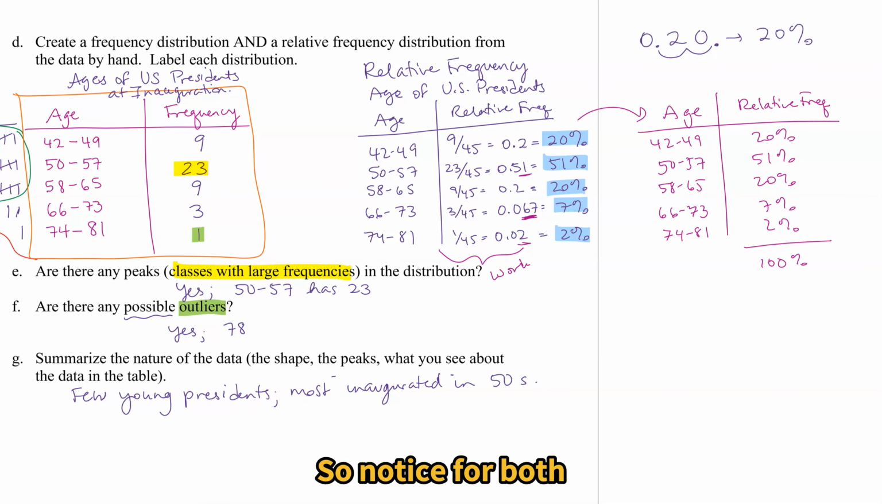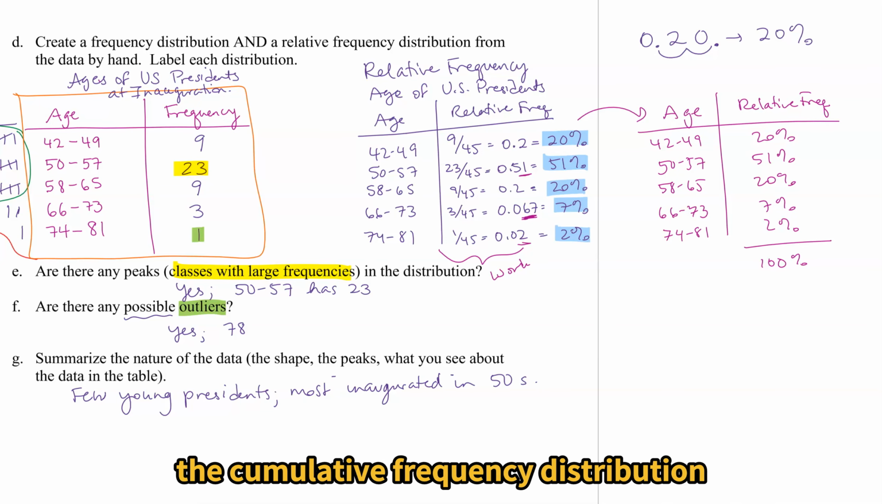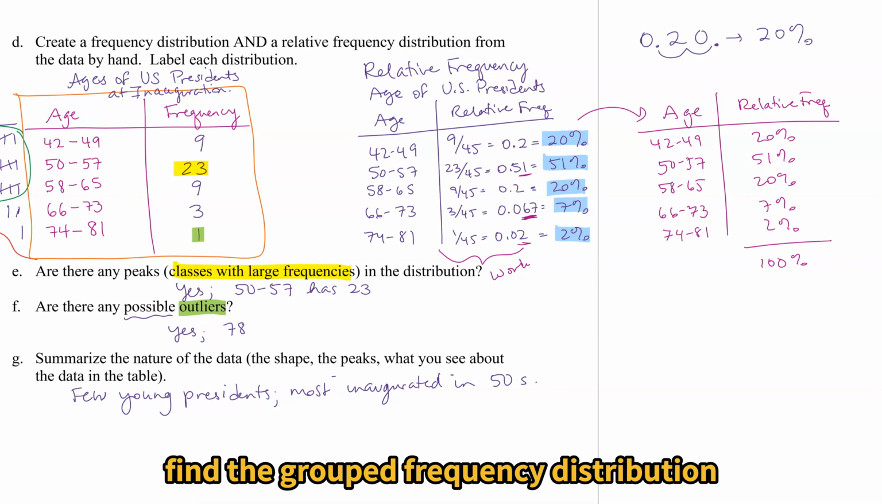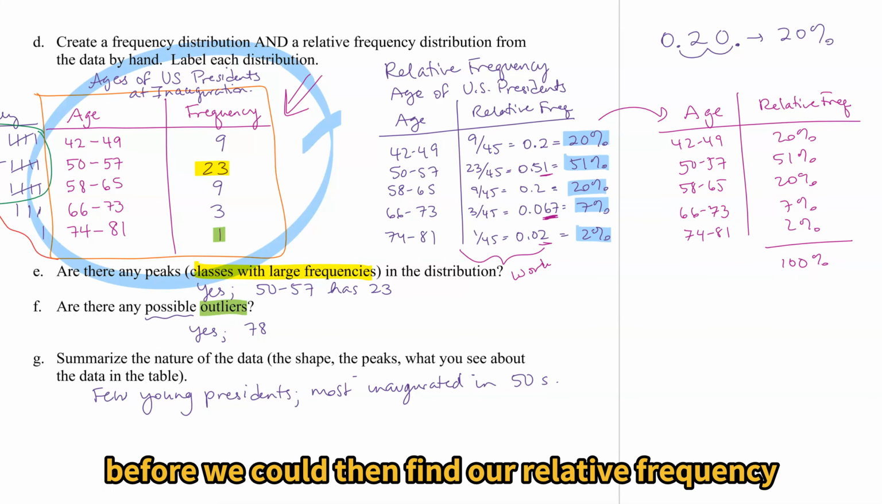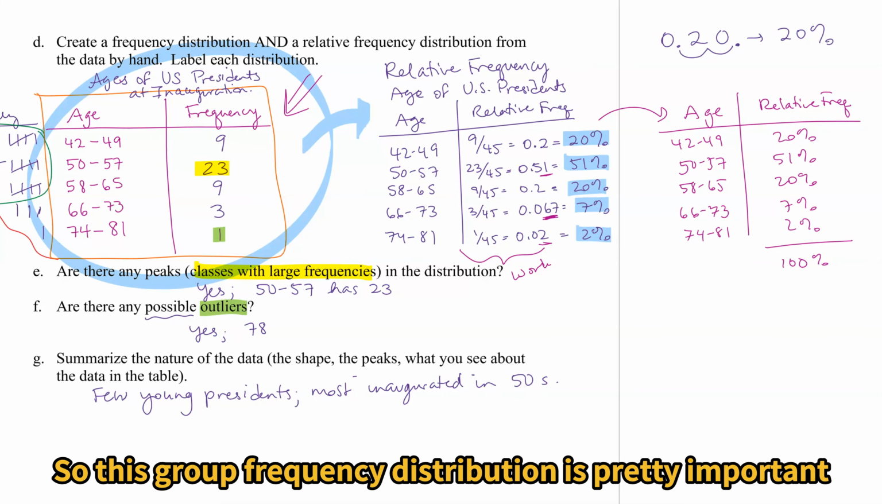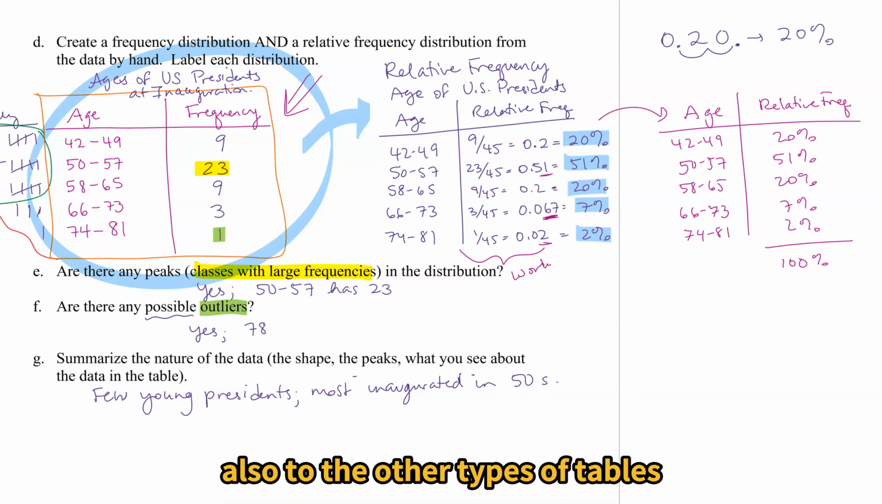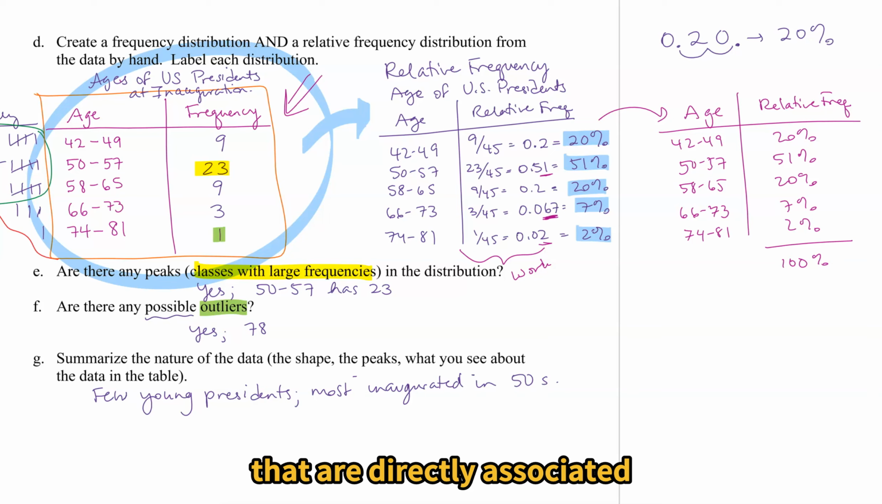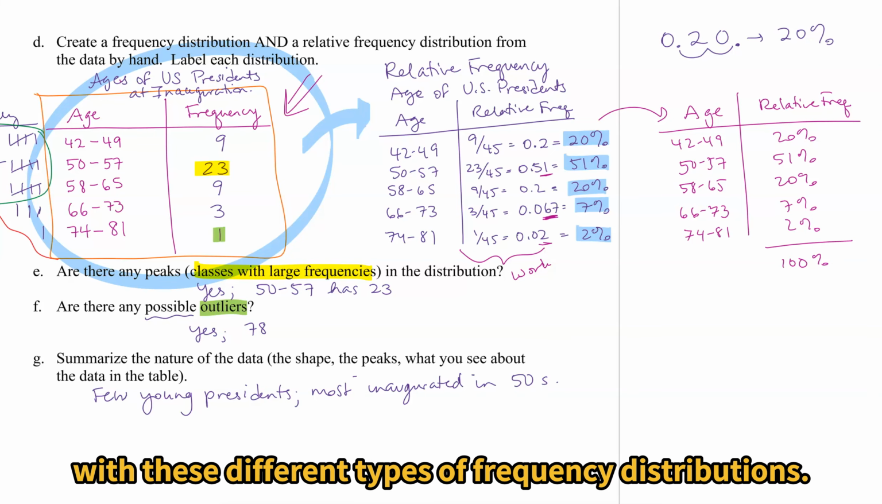So notice for both the cumulative frequency distribution and the relative frequency distribution, we had to first find the grouped frequency distribution before we could then find our relative frequency, or in the previous example, our cumulative frequency. So this grouped frequency distribution is pretty important also to the other types of tables that we have. In the next lesson, we're going to look at the different graphs that are directly associated with these different types of frequency distributions.